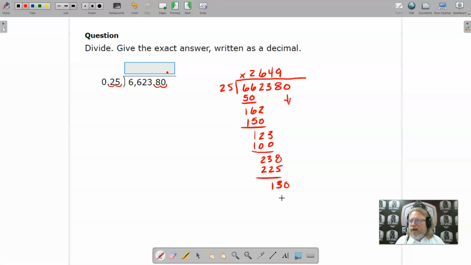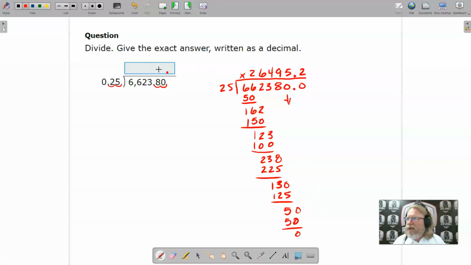Now 25 will go into 130. 4 25s is 100. 5 25s is going to be 125. I think we're just about there. Whew, good. This is going to be 5. So we're going to put a decimal there. Decimal here. Keep it lined up. Now let's go ahead and put in a 0. Bring that 0 down. 25 will go into 50 twice. And 25 times 2 is 50, and that produces 0, so we are finally at our answer here.